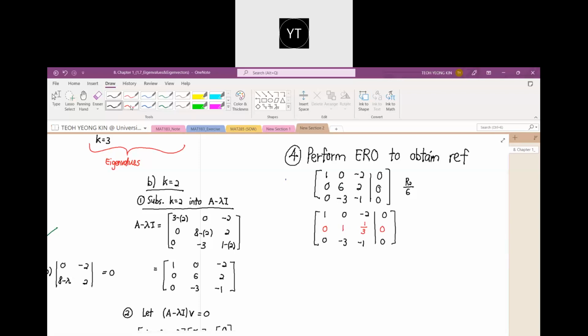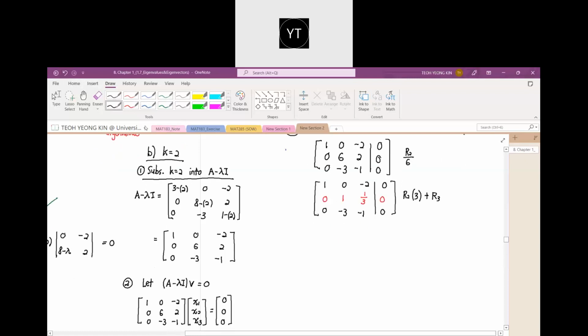Next, here should be 0. The bottom one should be empty. So how are we going to get 0? By using R2. Since here is negative 3, we multiply this with positive 3 plus row 3. Then here we should get 0. We should get zero. Unchanged for the first and second row. So I rewrite the first and second row.